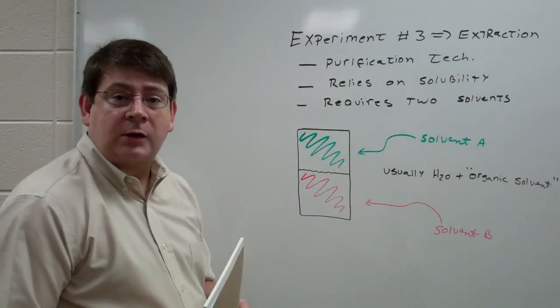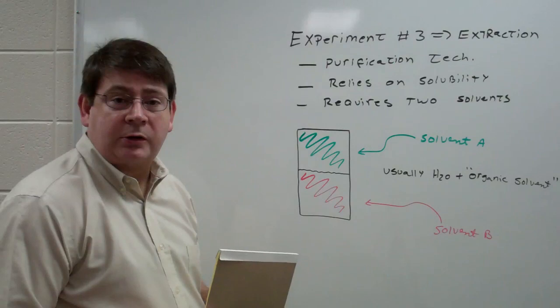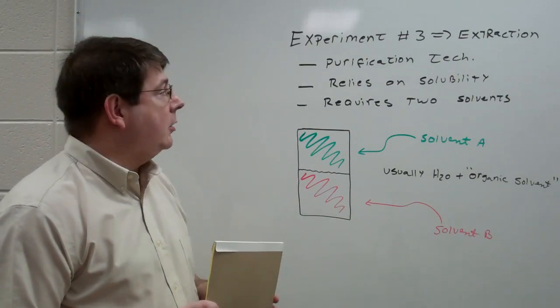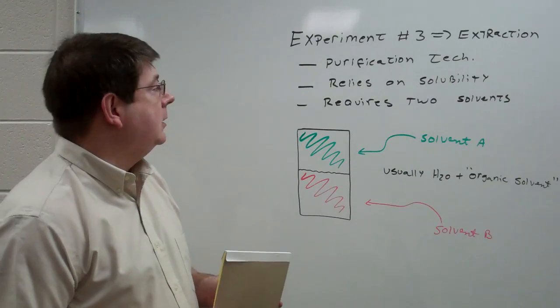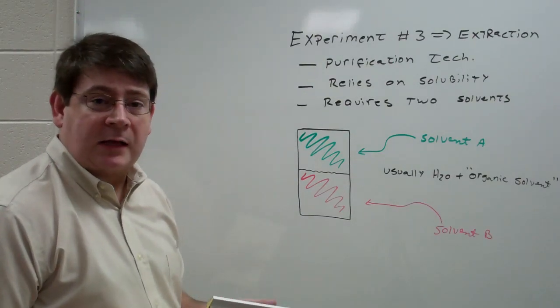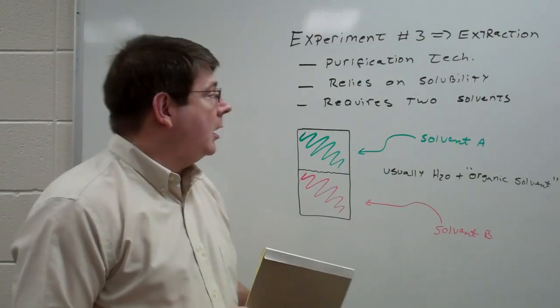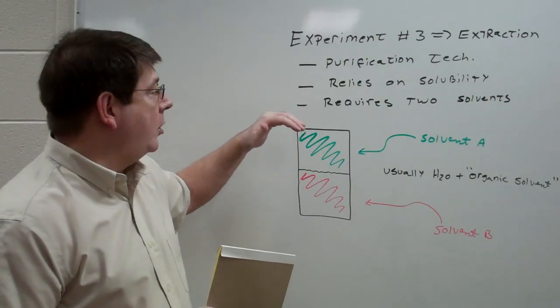So today we're going to talk about experiment 3, which is covering the technique of extraction and recrystallization. We're going to talk about what extraction can do for you, basically. Extraction is a purification technique that uses a specialized piece of glassware known as a separatory funnel. I'm not going to go through how to use a separatory funnel. Your TA will do that for you.